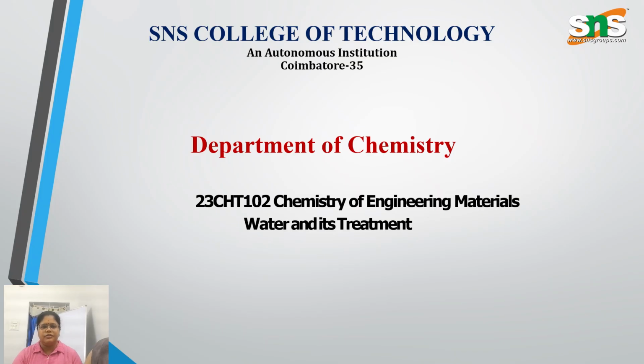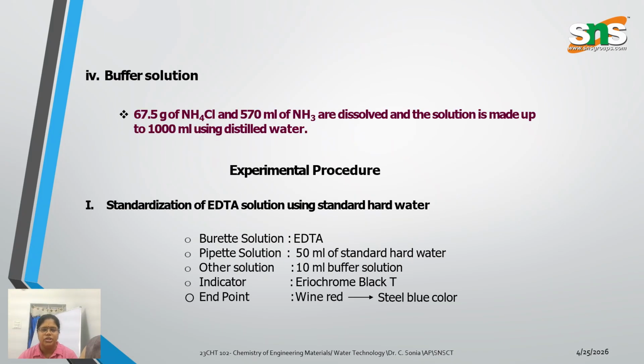As a continuation of the previous video, for the determination of hardness of the given water sample, we're going to see about the reaction between the EDTA and the metal ions that are present in water. The buffer solution is prepared by weighing 67.5 gram of ammonium chloride and 570 ml of ammonia, dissolving them, and making the solution up to 1000 ml using distilled water.